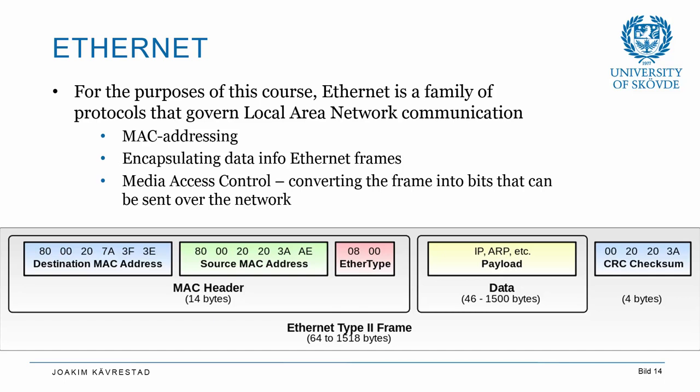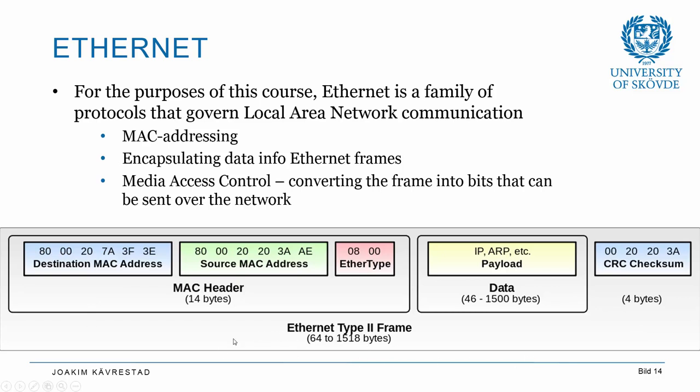So for the purpose of this course, Ethernet is a family of protocols that govern local area network communication. And that means that Ethernet takes care of MAC addressing, encapsulating data into Ethernet frames. Ethernet frames is the name of data packages on layer 2. And it also handles media access control, which is converting this frame into bits that can be sent over the network. And you can see the frame here of an Ethernet type 2 frame.